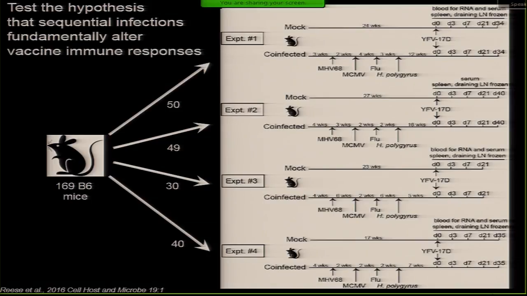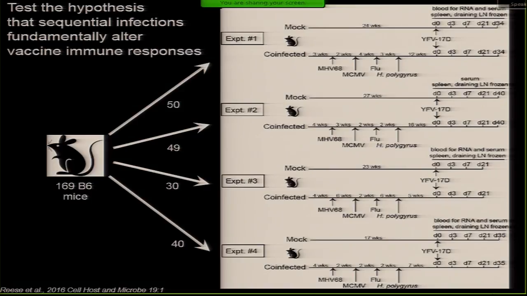And then after we allowed them to recover, we vaccinated them with yellow fever virus vaccine. And then we took blood to do gene expression on blood at day zero before the vaccination and then after the vaccination. And then pooled all the data together, and that's what I want to present to you. These are normal laboratory mice in our clean facility. It's not a germ-free facility, but it's a high containment barrier. And now we've created sequential infections in them.